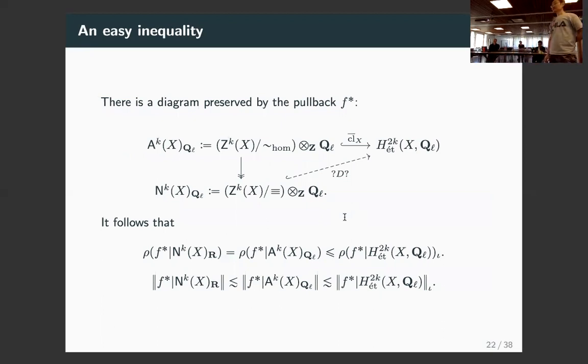Because of this diagram, which we have seen several times, we have the following easy inequalities. First, the spectral radius of F acting on the numerical group, which is the same as the spectral radius on A^k, the algebraic cycles modulo homological equivalence, is less than or equal to the spectral radius of the pullback action on the cohomology group. Okay, so we are interested in the other direction. Can we bound the pullback action on the cohomology group by the action on the numerical group?